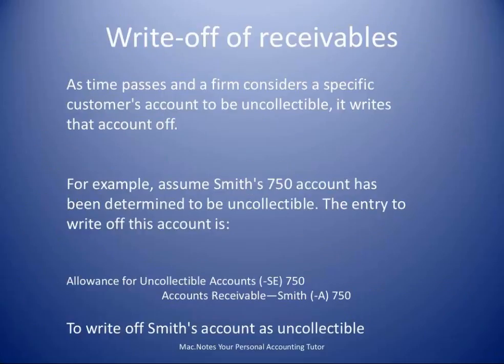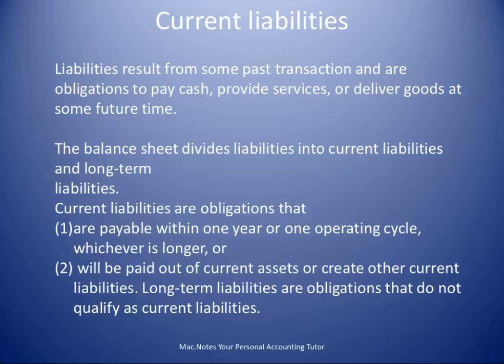Now, when we write them off, as time passes and a firm considers that a customer has gone bad, as soon as Guy Smith, well, what we do is we debit the allowance and we take them out of the accounts receivable. Credit the accounts receivable. Now, current liabilities are liabilities that result from some past transaction or an obligation to pay cash or provide service or deliver goods at a future date.